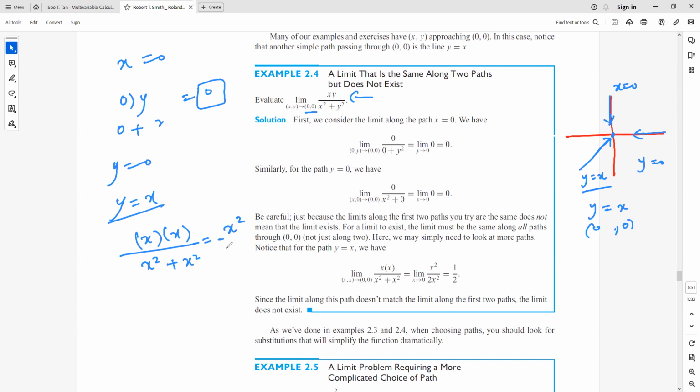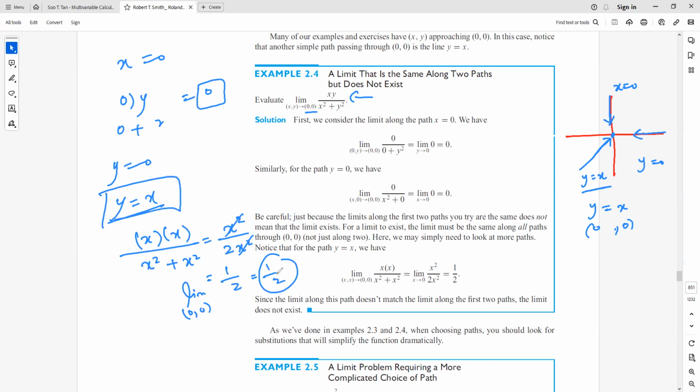So we are going to get x squared over 2x squared. This cancels out and we get 1 over 2. Now if we apply the limit (0, 0) here, we again get 1 over 2, because this is a constant. So now we see that if we approach from the path y equals x, we are going to get 1 over 2.